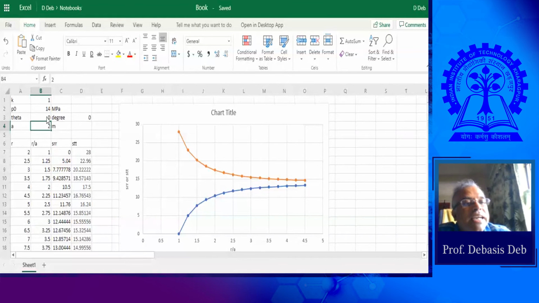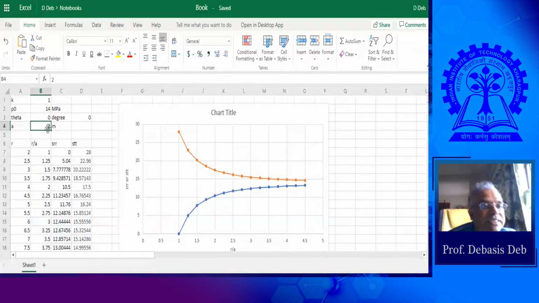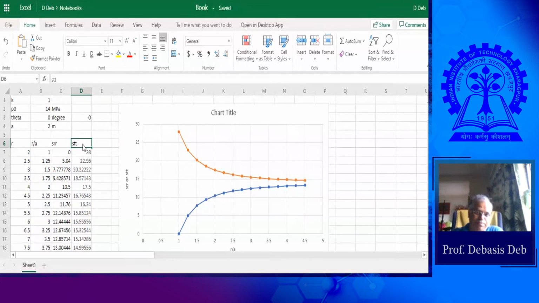It doesn't matter though, that's why I'm showing you. If theta equals 0 degree, then the tunnel radius is 2 meter. Then what are sigma RR and sigma theta theta? This is sigma RR and sigma theta theta. What are these two values? Okay, so I have just plotted it.